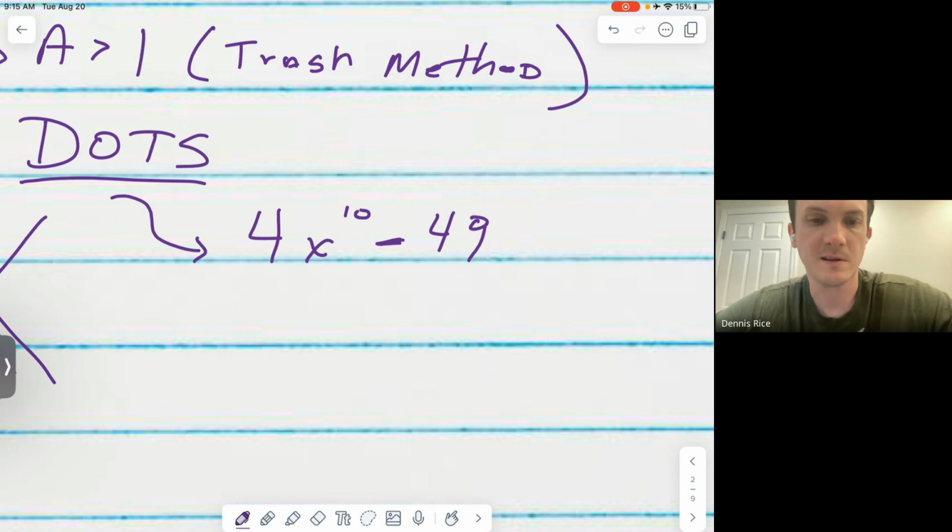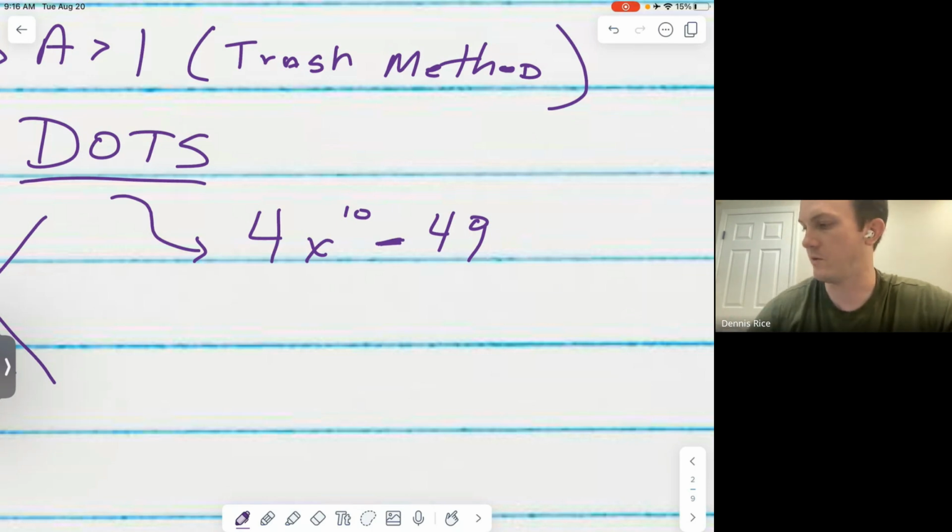It is a difference, a subtraction sign. It's 2 terms, so DOTS only applies to binomials. And perfect squares. Perfect squares refers to 2 things. The numbers, so 4 and 49 are what we call perfect squares. They can be written as an integer to the second power, right? 4 is 2 squared, 49 is 7 squared. For variables, all you need to have is an even exponent. So the exponent does not have to be perfect. 10 is not perfect. It just has to be even.